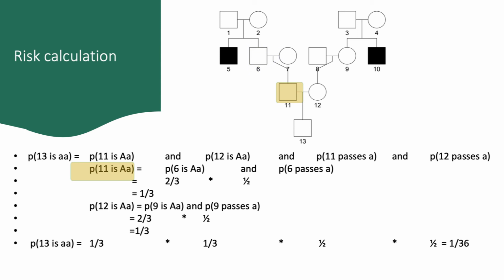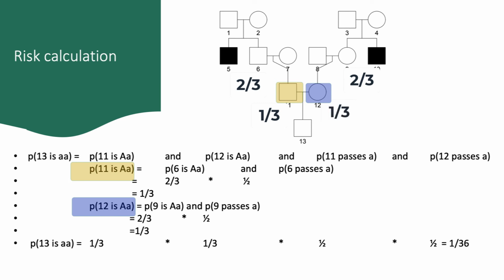The probability that he is a heterozygote is 2/3, just like in the last problem. He passes his recessive allele on with a frequency of 1/2. Therefore, the probability that 11 is a heterozygote is 1/3. We do the same thing to calculate the probability that 12 is a heterozygote. In order for her to be a heterozygote, number 9 must be heterozygous and pass on her recessive allele. The probability that 9 is a heterozygote is 2/3, and the probability that 9 passes on the recessive allele is 1/2. Therefore, the probability that 12 is heterozygous is 1/3.